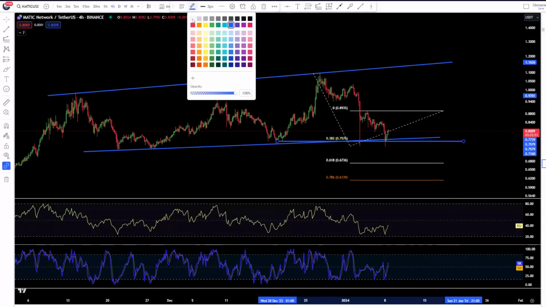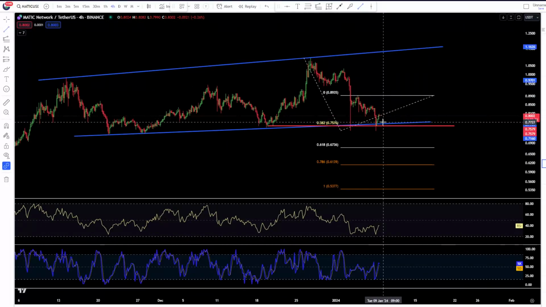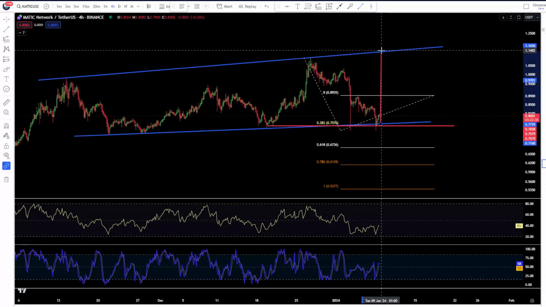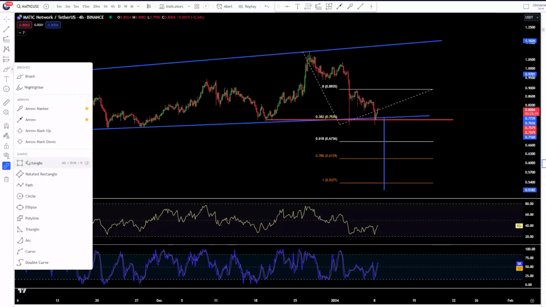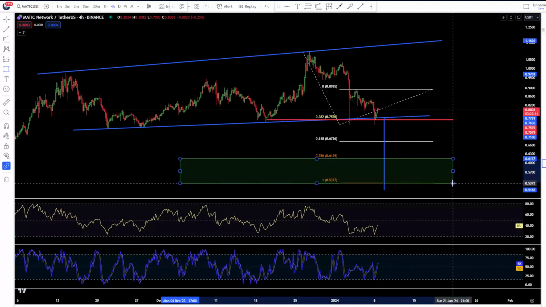However, if the support is broken and the price leaves the current channel lower, it may result in a price drop close to the height of the channel, which could bring the price to a very strong support zone from 61 cents to 53 cents.